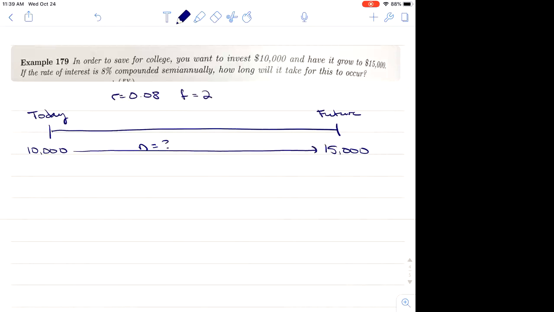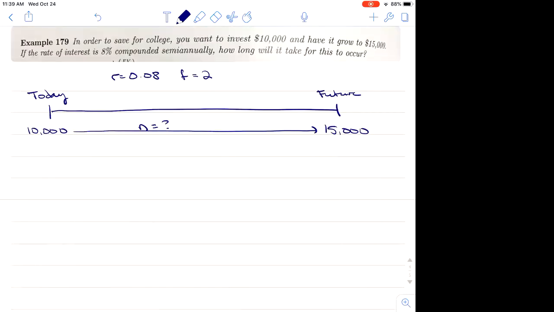I'm going to indicate that I don't know n, right? And I'm going to calculate i equals r over f, which is 0.08 divided by 2, 0.04. So now I have to remember to calculate i because that's the one I need in my calculations.